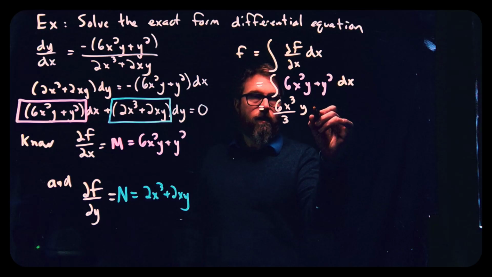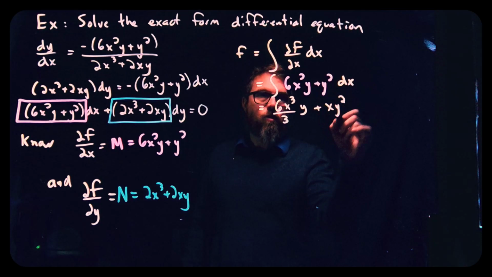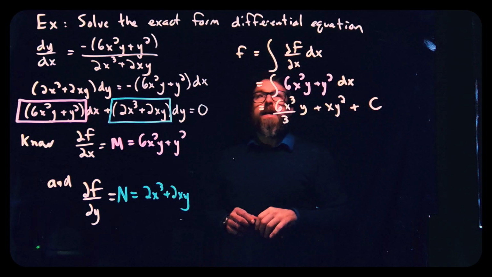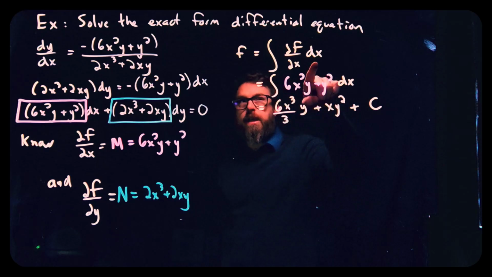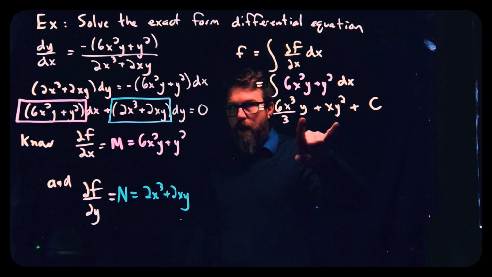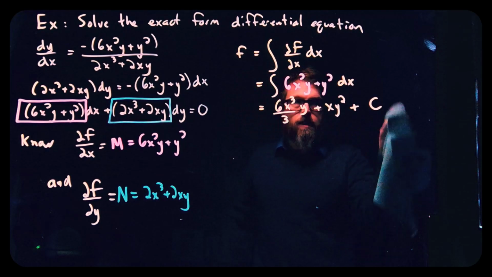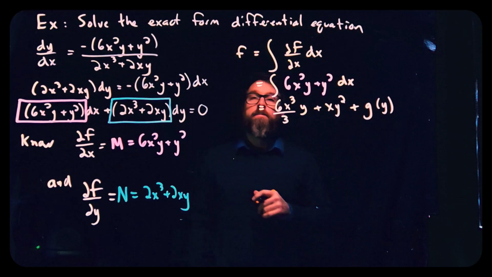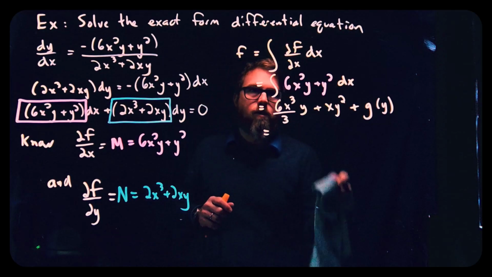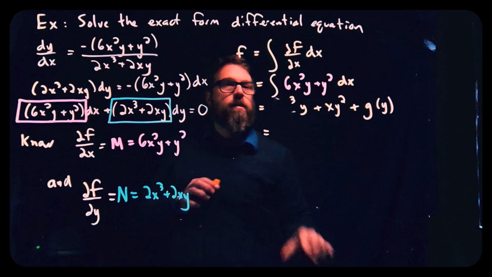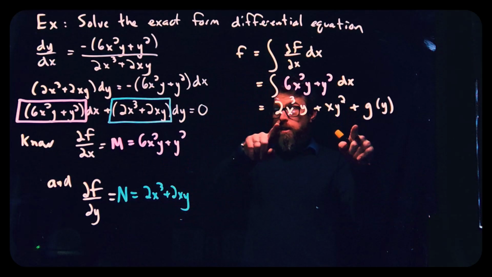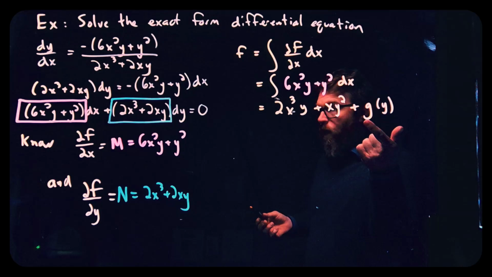times y, because y is a constant right now, plus, since y is a constant, this is going to be x y squared. Now plus some c. Remember that when we're taking the integral with respect to x, the c, just like over here, could be a function of y, since those things are constants. So really we can't say c, but we have to say that this is likely some function of y. So we're going to call this g of y. Now simplifying, 6 divided by 3 is equal to 2, so this would be 2x cubed. So far this is the answer, except I haven't resolved this g of y part.